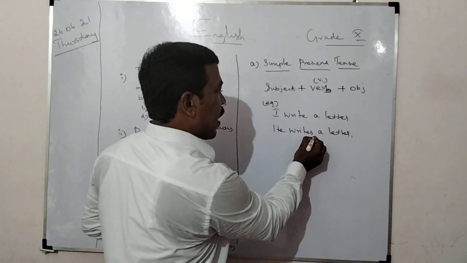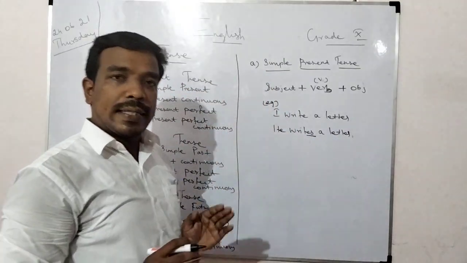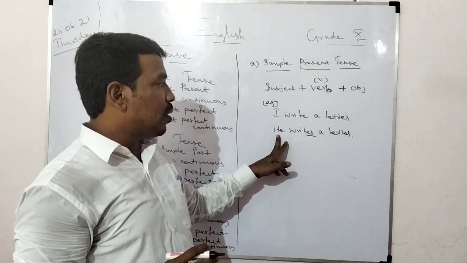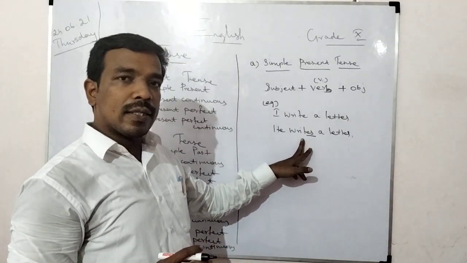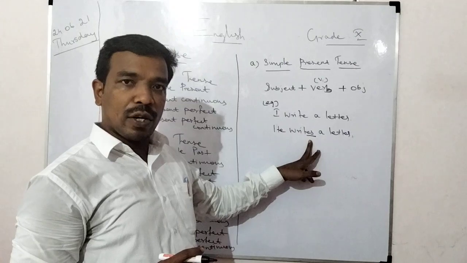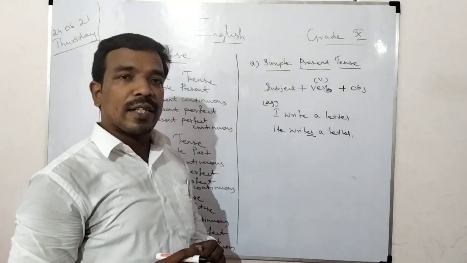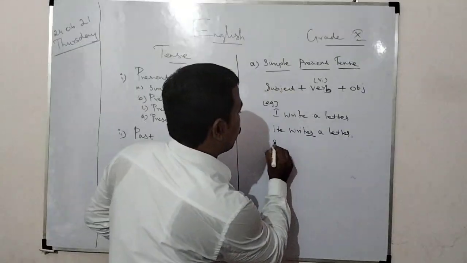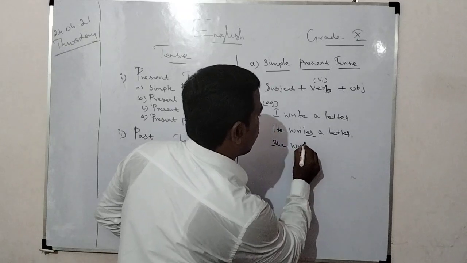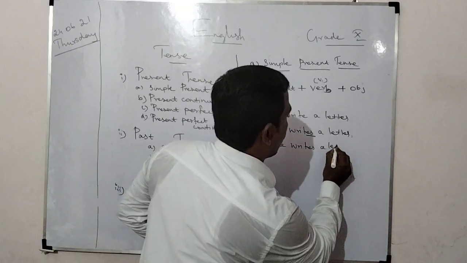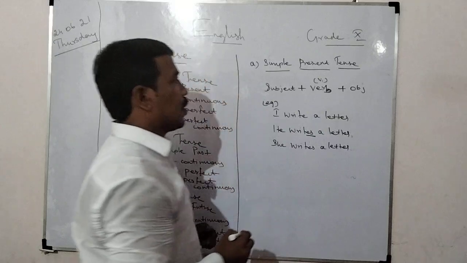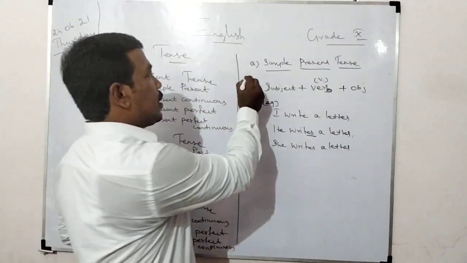He writes a letter. Have you understood? Only for simple present tense, third person singular, we should add s or es to the verb. Then, she writes a letter. Have you understood, students? Only for this tense.